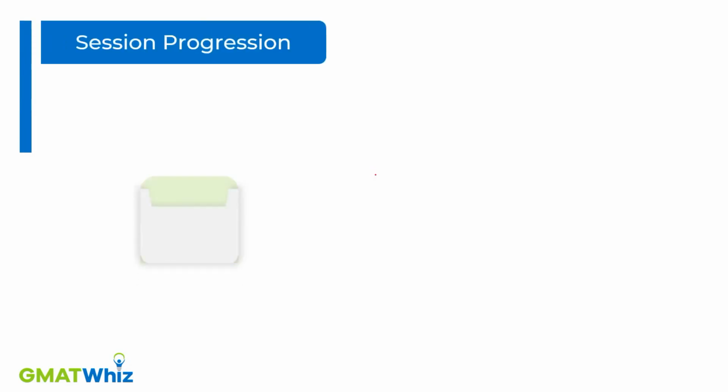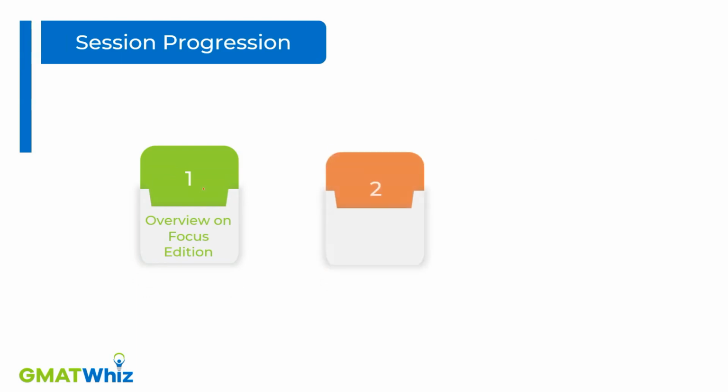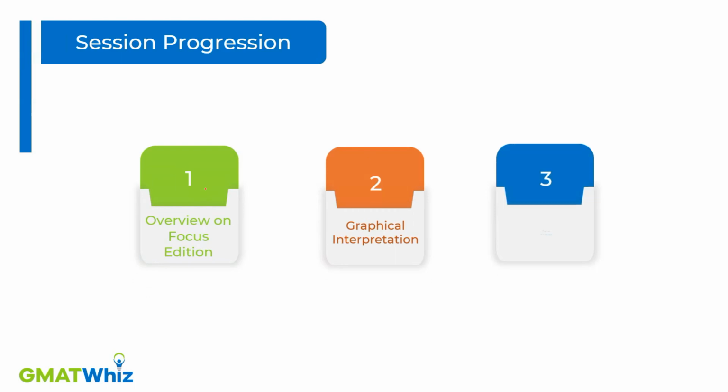Okay, so session progression is going to be pretty simple. Very quickly, I will give you an overview of the GMAT Focus edition, how it works, how many questions, how many minutes, and different kinds of things. And then we are going to discuss specifically graphical interpretation DI questions, and of course the two-part analysis questions. Rather two-part analysis, not table analysis. So graphical interpretation and two-part analysis questions we will discuss.